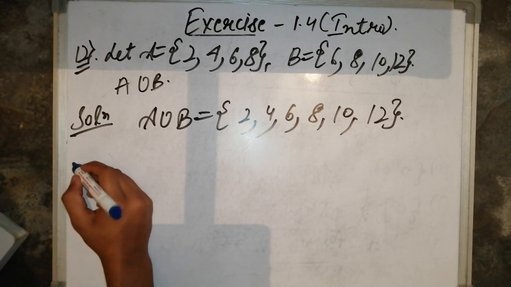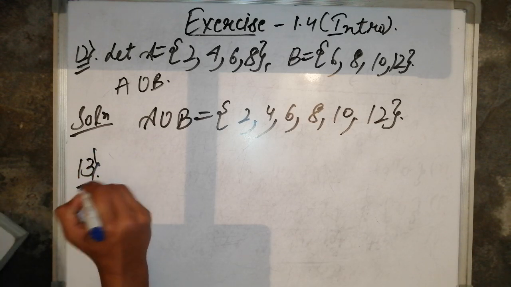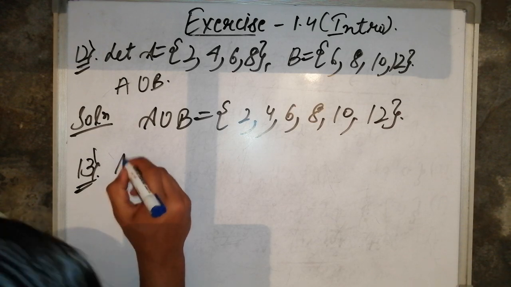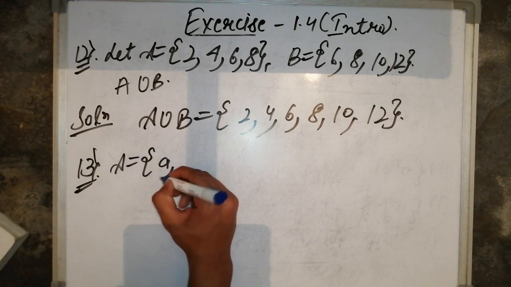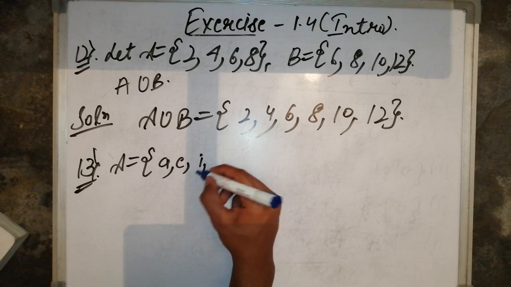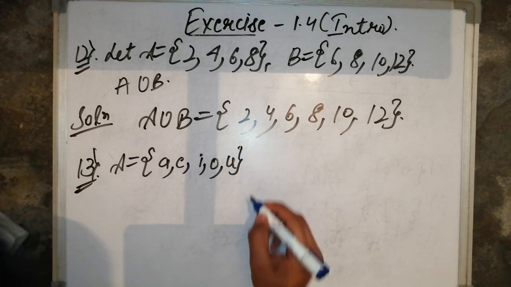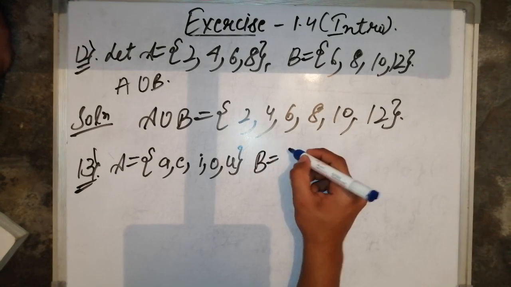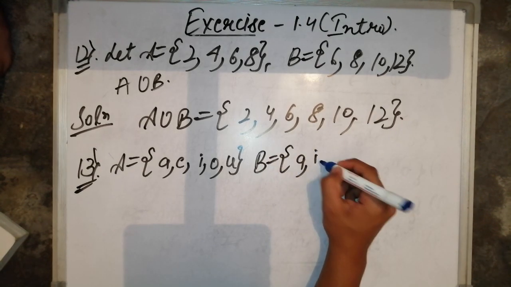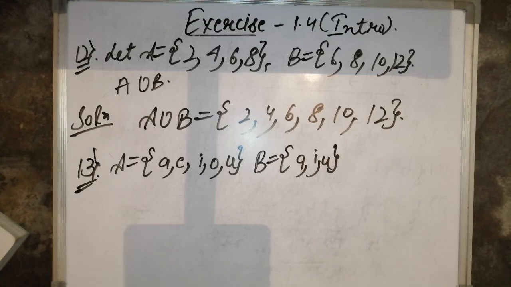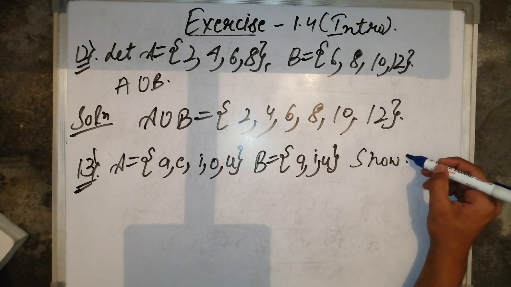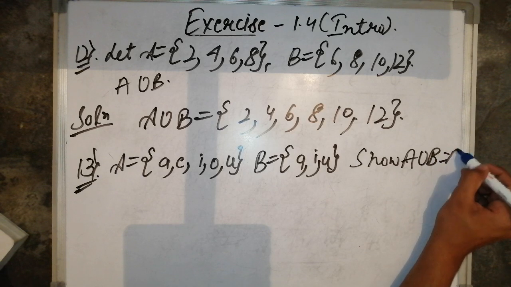Okay, let's talk about the 13th example. Let A is equal to A E I O U and B set is A I U. Show that A union B is equal to A.